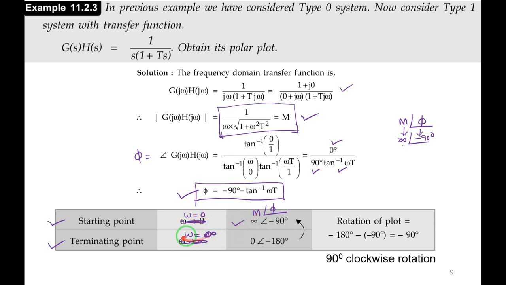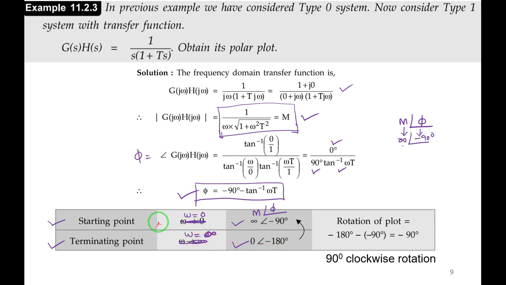Next, for omega equal to infinity, calculate the magnitude. Anything divided by infinity is 0. So the magnitude is 0. Next, we will calculate the angle, how it is minus 180. Substitute omega equal to infinity in the phase equation: minus 90 minus tan inverse of infinity. This is 90 degree. Minus 90 minus 90 is minus 180. So we have obtained the magnitude and phase for omega equal to infinity.